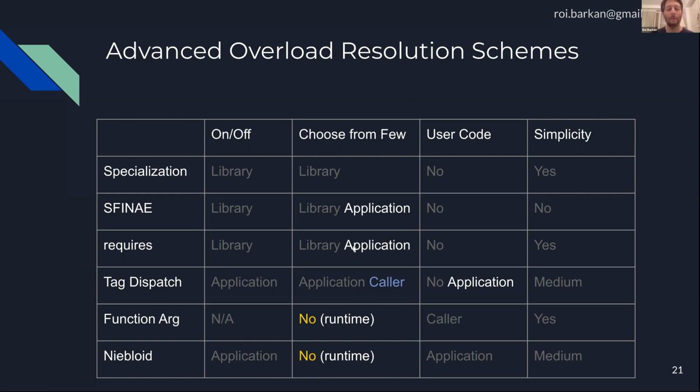And as I said before, if I turn the tag dispatch from an implementation detail into part of my interface, I can basically let my caller even choose which algorithm to go with instead of just making the best choice for them. Okay, and similarly with the function argument and the niebloids, because I inject code into my algorithm, I can do runtime checks, obviously, and call the user's code at runtime and divert to one of a few algorithms if I really want to do so.